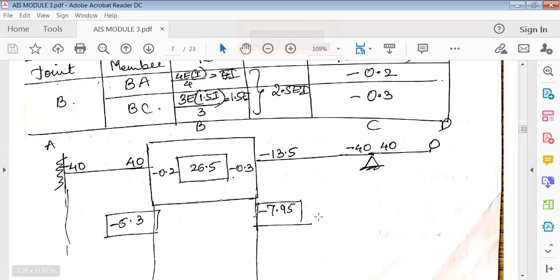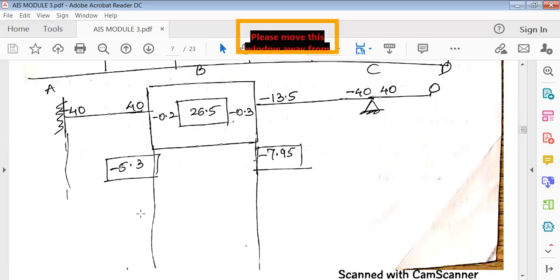Okay, after this point, if you switch to joint C, there is nothing at joint C because the moment at this point is already 0, the sum of moment at this point. So you cannot carry out more iterations here. So this is the point where you need to stop. So after this, box them. So these are the moments at the joint.